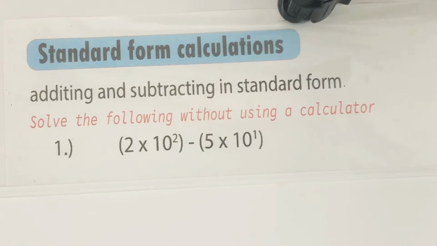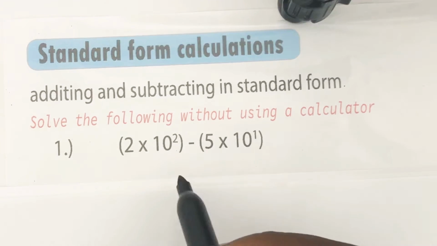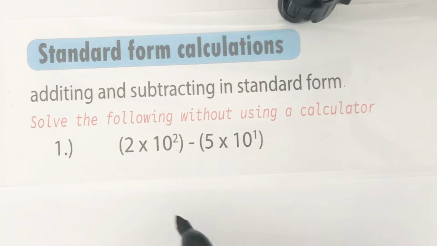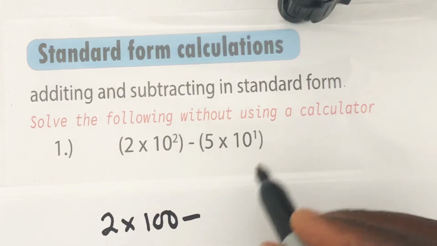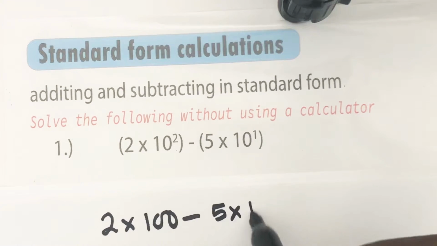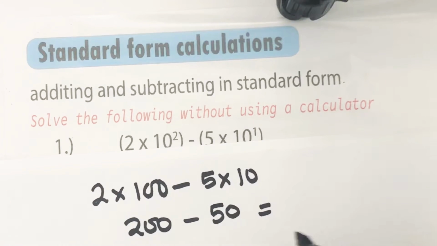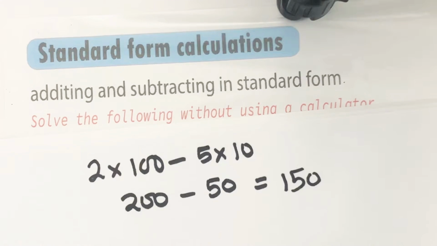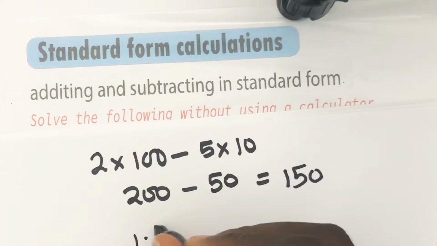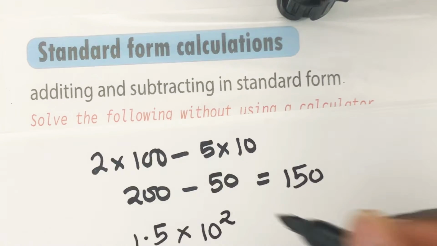My first example says solve the following without using a calculator, and you've got two numbers written in standard form. The first thing I would suggest is to rewrite them as ordinary numbers, do the calculation, and then rewrite the answer in standard form. So 2 times 10 to the power 2 is 2 times 100, minus 5 times 10 to the power 1, that's just 5 times 10. That will be 200 minus 50, which is equal to 150. I'm just going to rewrite 150 in standard form. 150 in standard form would be 1.5 times 10 to the power 2. And that's that one done.